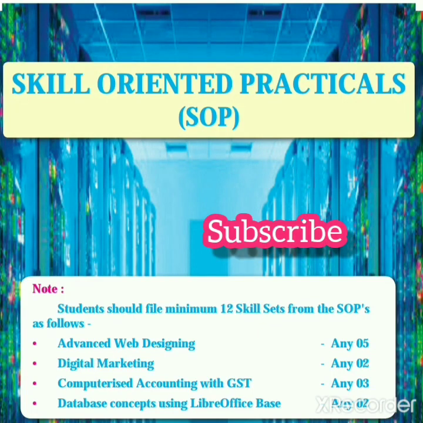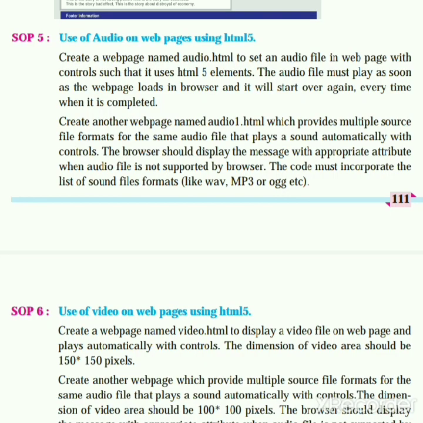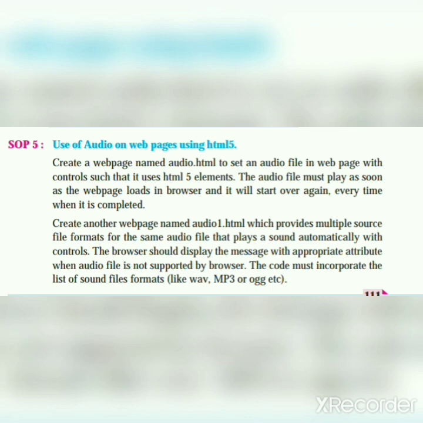Let's move to the practical, advanced web publishing, SOP 5, that is audio file. So this is SOP 5, use of audio on a web page using HTML5. In this practical we have to create two files, audio.html and audio1.html.